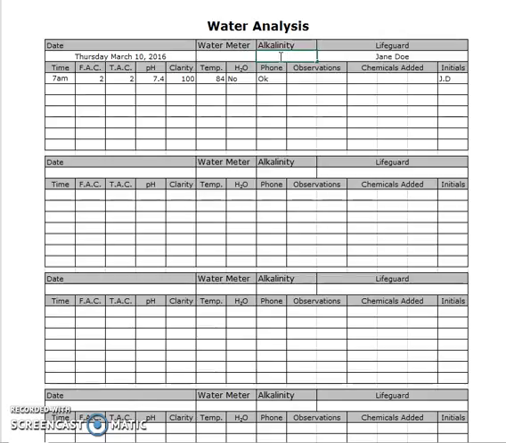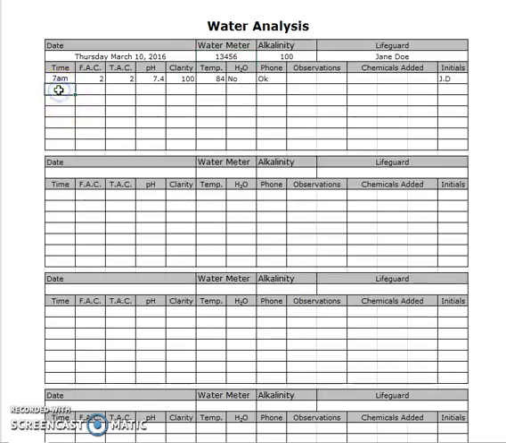So at the beginning of your shift, you need to write it down under alkalinity. So let's say it was 100. Also, for water meter, if you read the water meter at the pool site, you write it down here. So let's say it was 13,6, like that. If you do not know where the water meter is, please ask your supervisor.